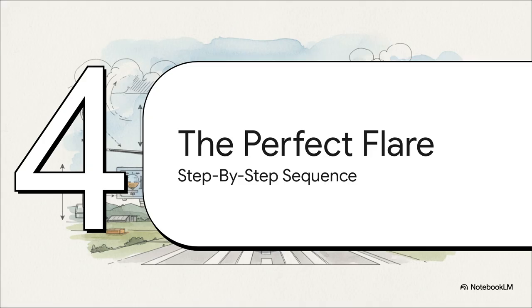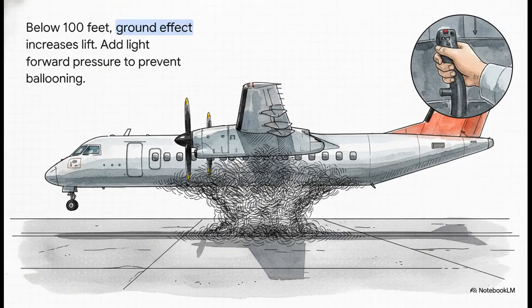We are on short finals now. The most critical thing to remember here is fighting the ground effect. As you drop below 100 feet, the air starts compressing under the wings, acting almost like a cushion that increases your lift. The aircraft is naturally going to want to ride up on that cushion and balloon. You absolutely must anticipate this by keeping a light forward pressure on the control column.